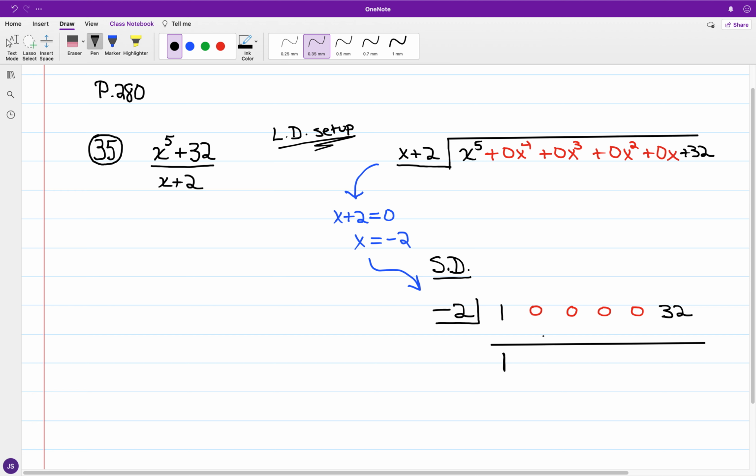Then we have negative 2 times 1 is negative 2. 0 plus negative 2 is minus 2. Then negative 2 times negative 2 is positive 4. Then 0 plus 4 is 4. Negative 2 times 4 is negative 8. 0 plus negative 8 is minus 8. Then negative 2 times negative 8 is 16. 0 plus 16 is 16. And negative 2 times 16 is negative 32. And 32 plus negative 32 goes to 0. So here we have a remainder equal to 0.